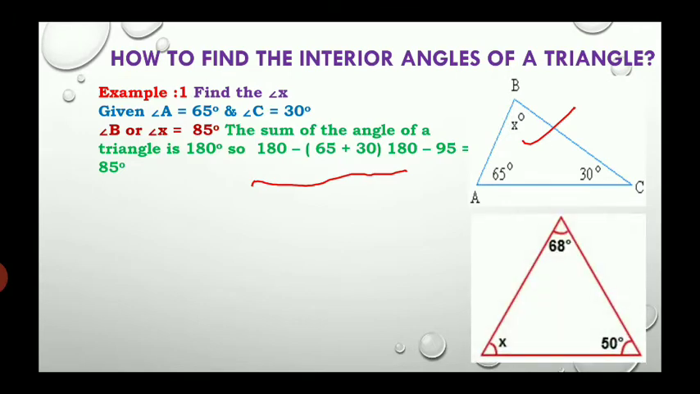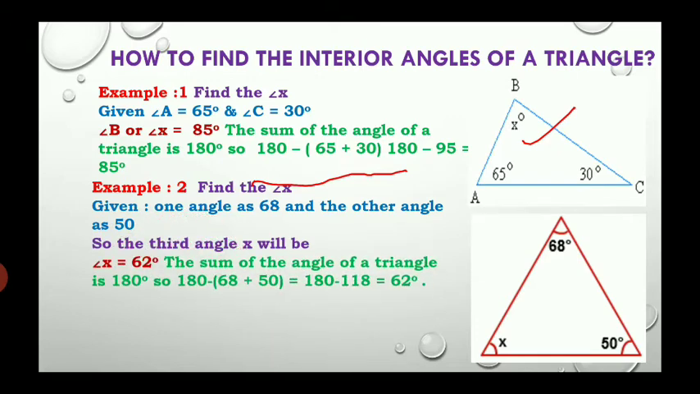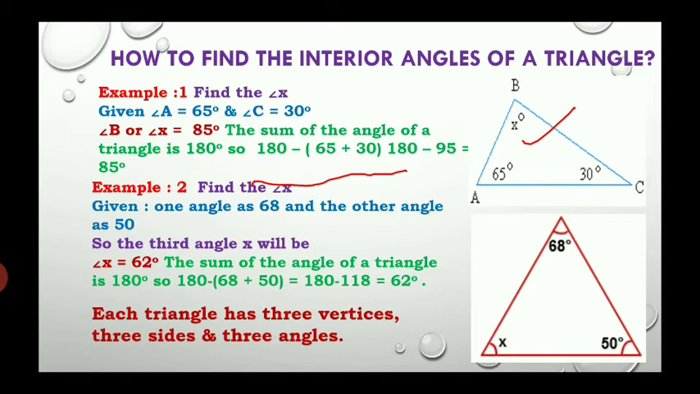Next, you see another one. One angle is given 68 and another is given 50. You are told to find X. So similarly you have to do, as we know, the sum of the angles of a triangle is 180. So 180 minus (68 plus 50), which is 180 minus 118. So it is giving you 62. So the angle X is equal to 62 degrees.